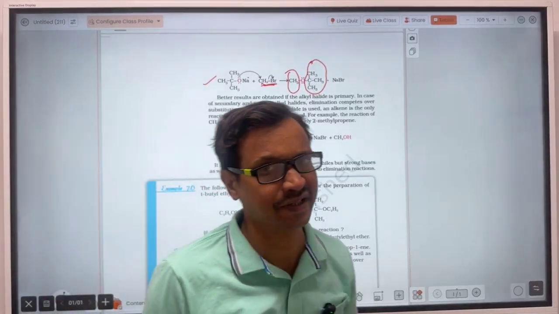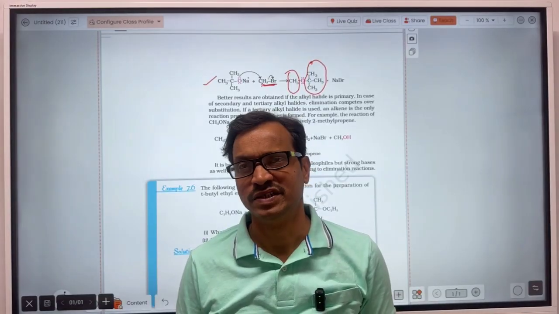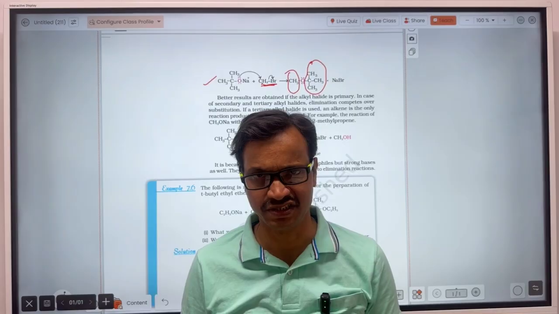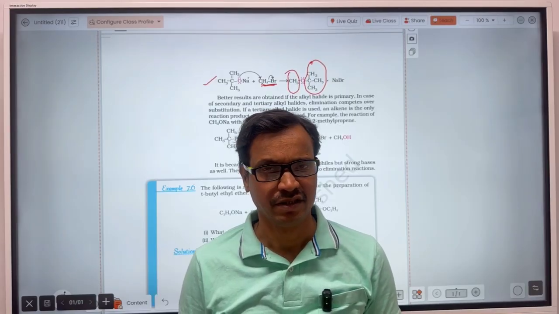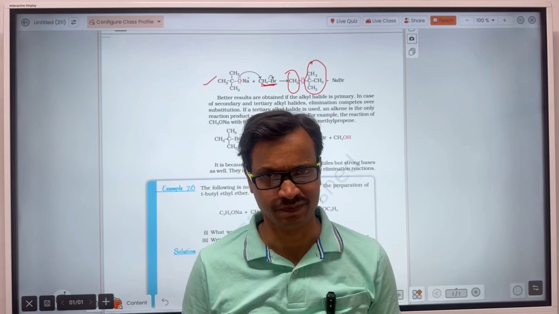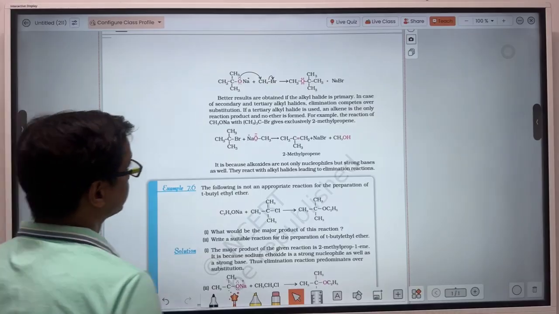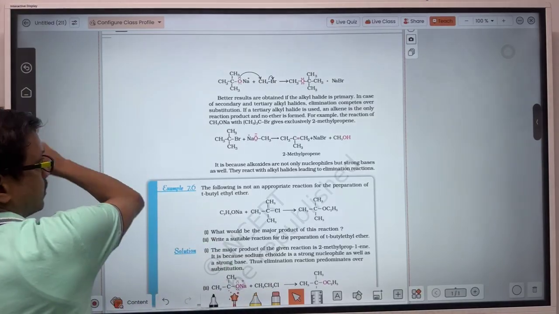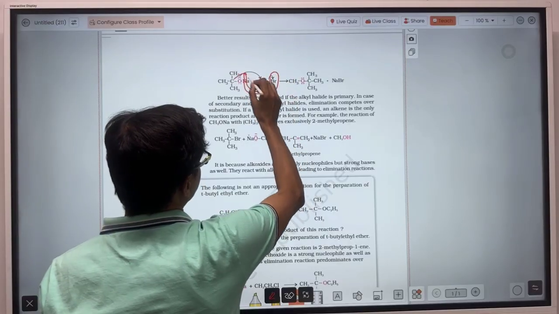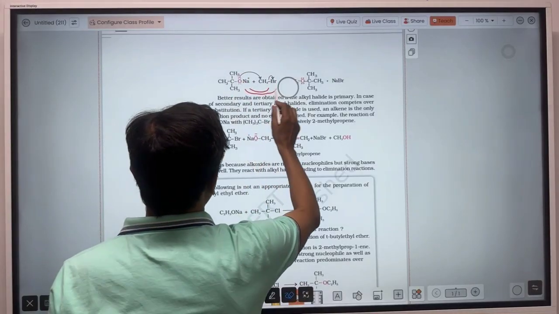So when we have to prepare the ether in which there is a primary alkyl group on one side and a tertiary alkyl group on the other side of oxygen, then we will have to take the primary haloalkane and the sodium salt of the tertiary alkyl group. So the reaction will take place here. That sodium will combine with this bromine, form NaBr, and this methyl group will bond to this oxygen. So in this manner the reaction will take place.